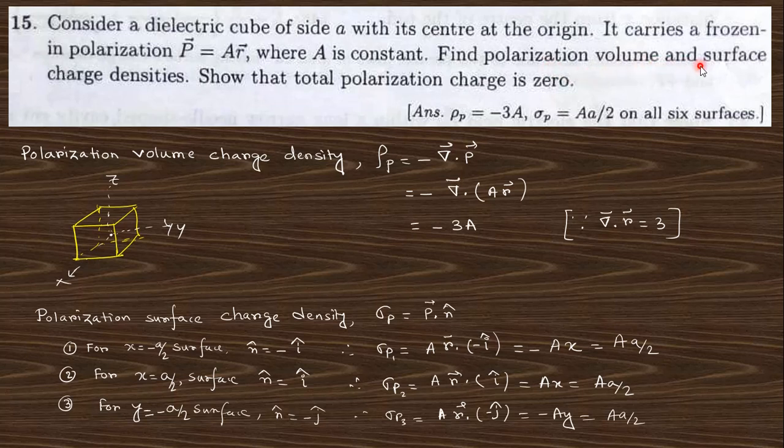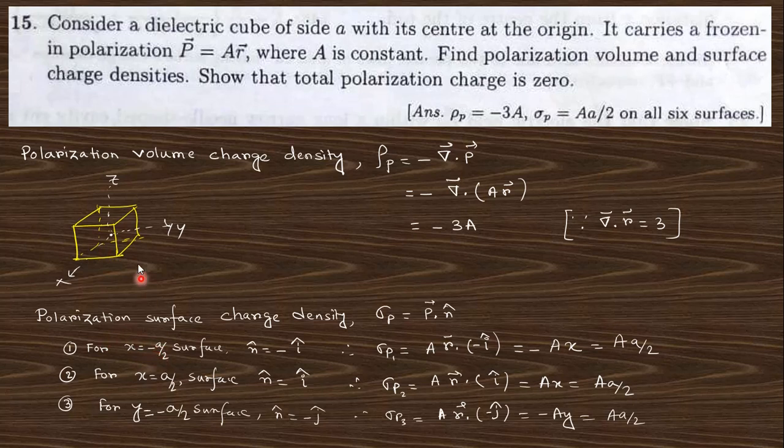Find polarization volume and surface charge density, and show that the total polarization charge is 0. The polarization charge density equals minus divergence of P. Here P is A R, so the divergence of R is 3, so you will get minus 3A. Now the polarization on a surface is P dot n cap. Here there are 6 surfaces, so you need to find the surface charge density of polarization for each of the 6 surfaces.